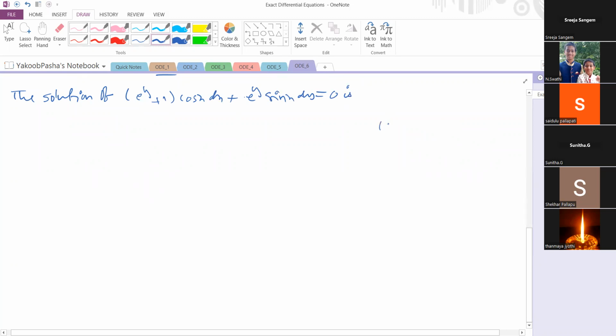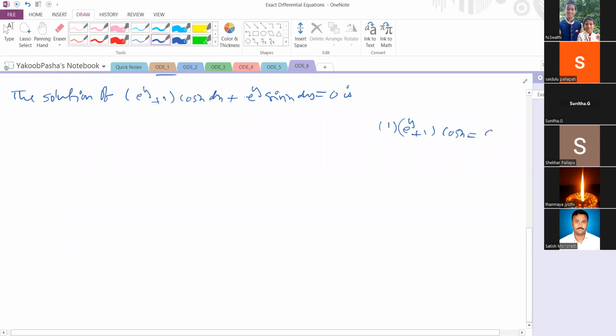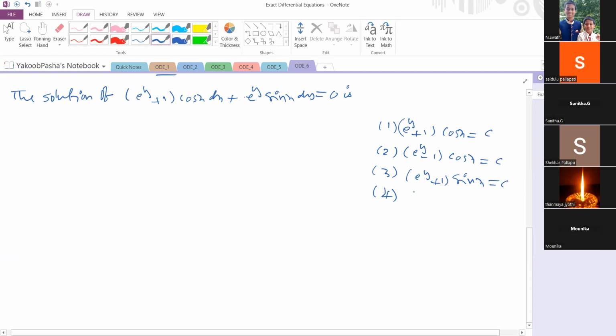Now options. First option, (e power y plus 1) into cos x is equal to c. Second option, (e to the power of y minus 1) into cos x is equal to c. Third option, (e to the power of y plus 1) into sin x is equal to c. And the fourth option, (e to the power of y minus 1) into sin x is equal to c.